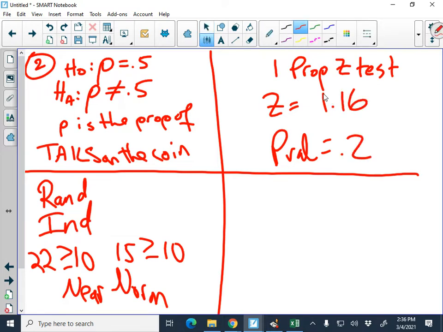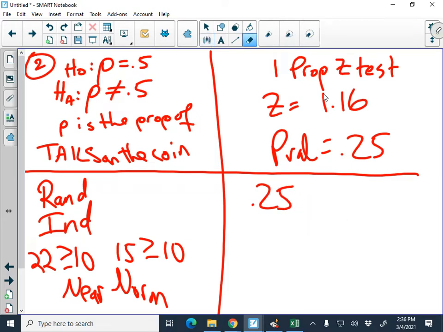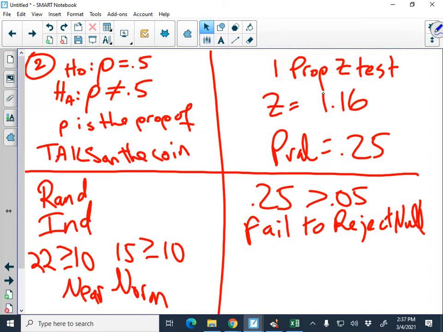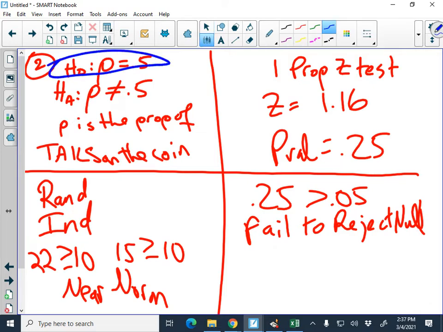.16 if we round, .25. .25 now is way bigger than 5%. So our decision is different. We fail to reject the null. What does that mean? That means we're keeping the null. And we're in essence rejecting the second one, but we don't talk like that.